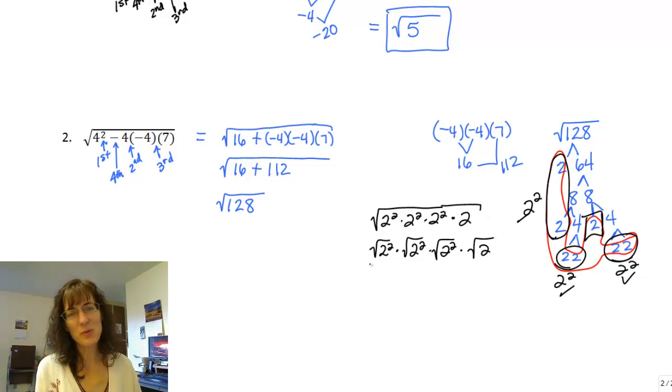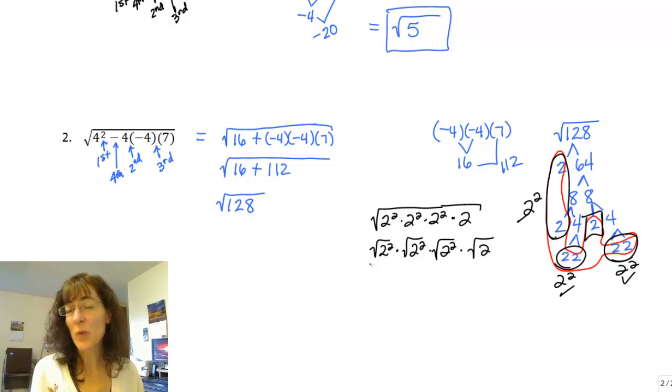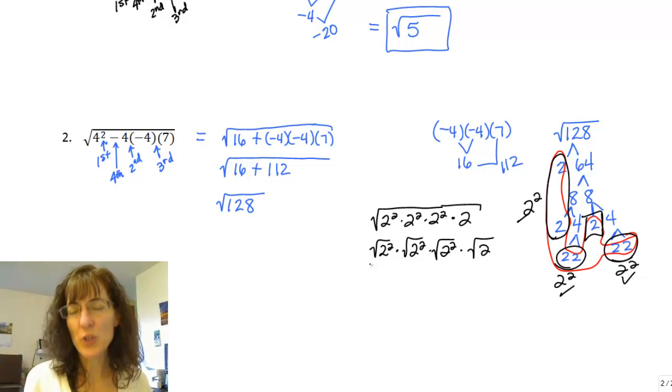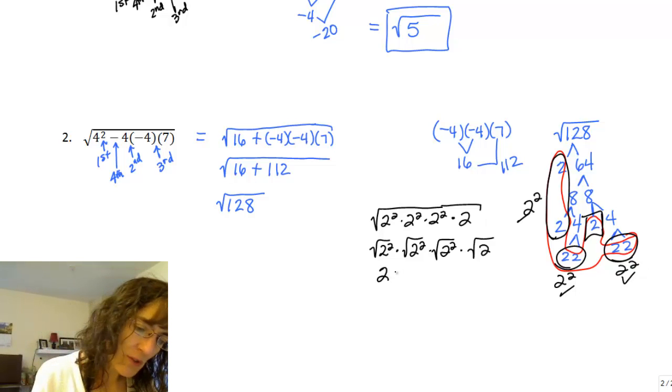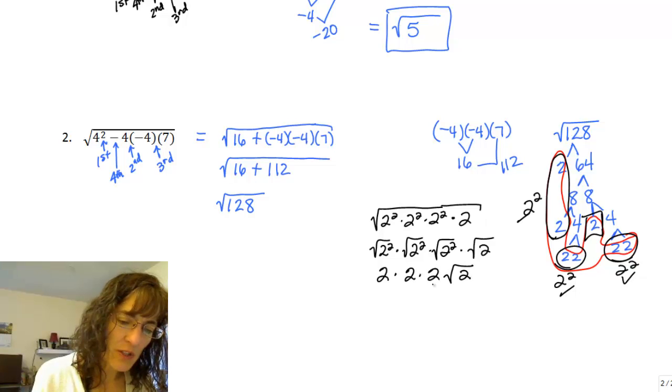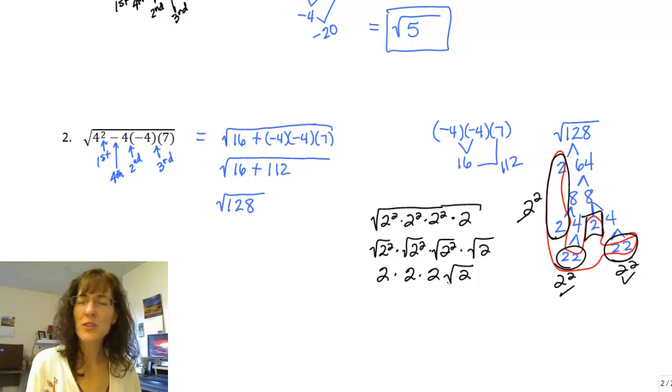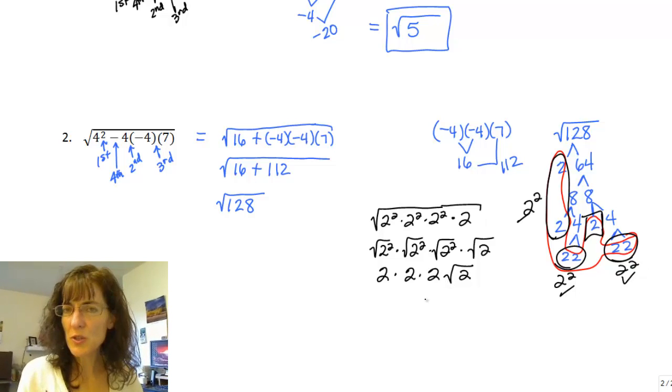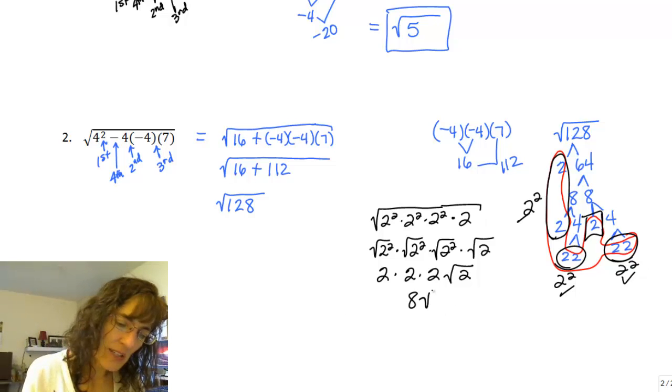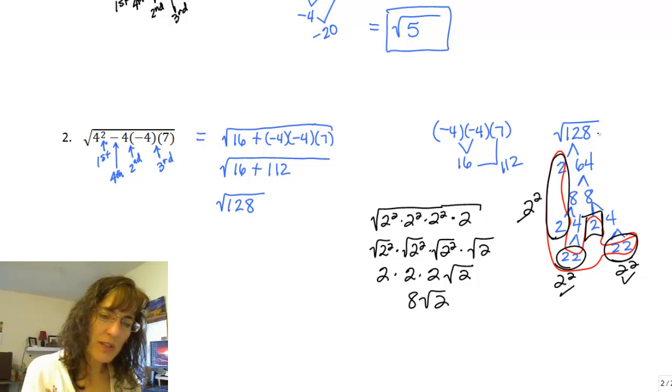Now I know those square root of 2 squareds are just the square root of 4 or a 2 for each one of them. So I have 2 times 2 times 2 times the square root of 2. 2 times 2 times 2 is 2 times 2 is 4 times another 2, that's 8. So that's 8 square root of 2. So that's all instead of the square root of 128. 8 square root of 2.